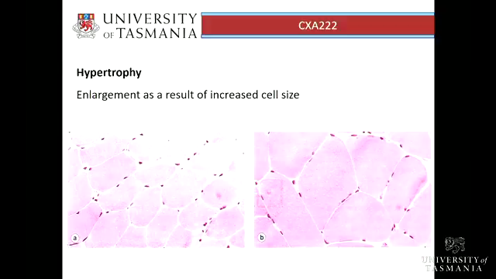Hypertrophy, we're talking about enlargement as a result of increased cell size. Again, we've got skeletal muscle. On the right A, this is a 50-year-old male, his calf muscle, and this is a biopsy from the calf muscle of a veteran marathon runner. So you can see an increase in the cell size, and therefore obviously an increase in the efficiency of the output of that muscle.